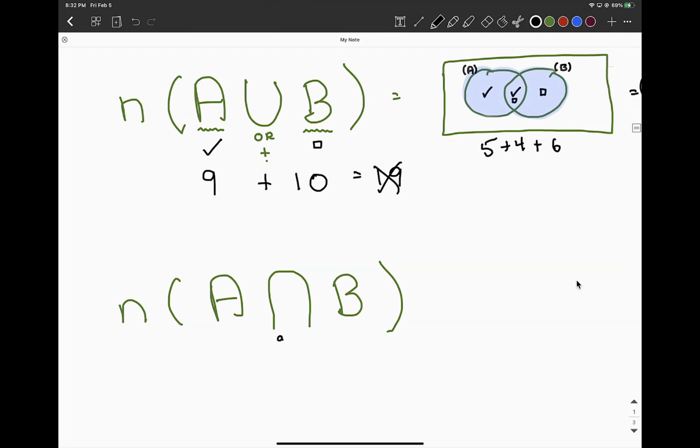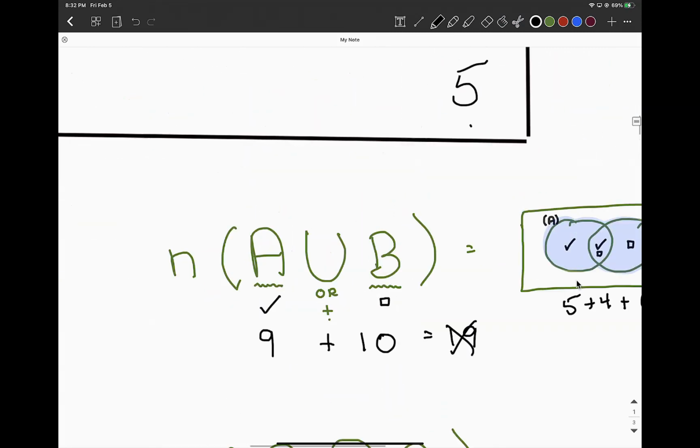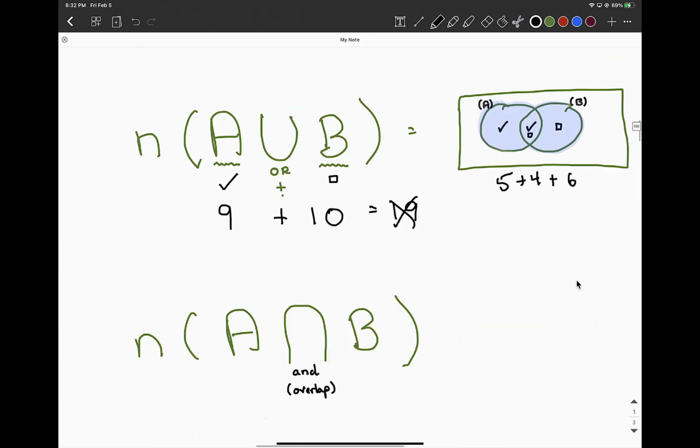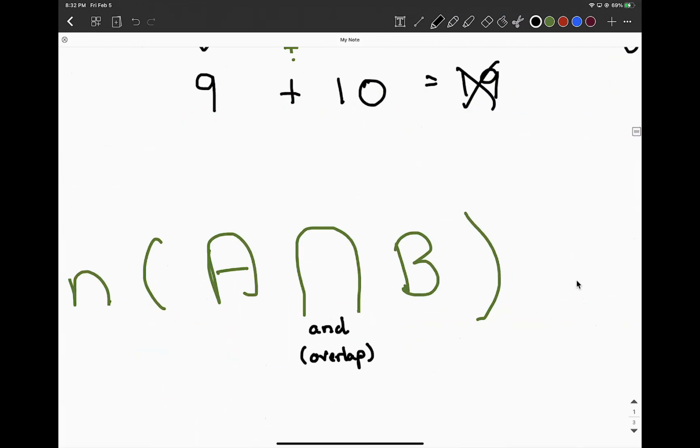Here is our and symbol. Here is where it has to be an overlap. Here's where it has to both be true. And so this is, instead of collecting all of the information, we're actually excluding most of the stuff. Intersecting is a way of getting rid of noise.